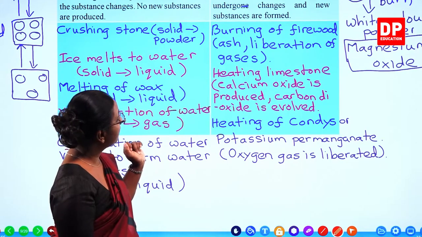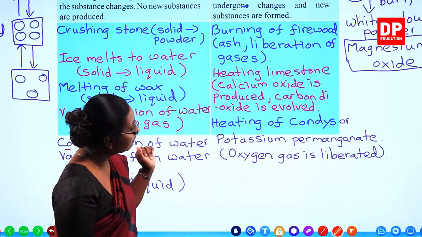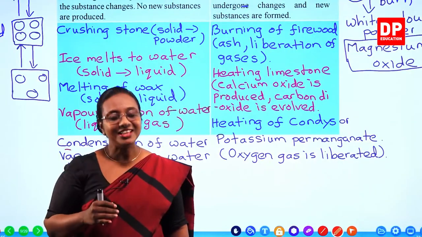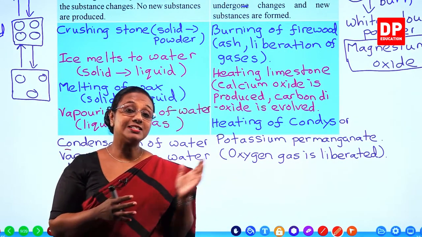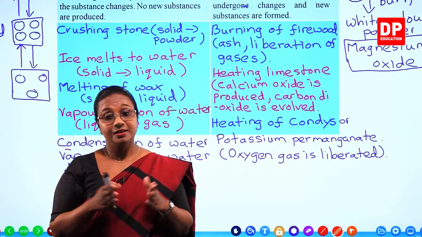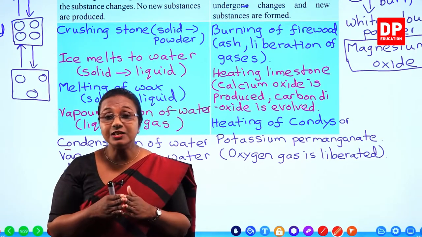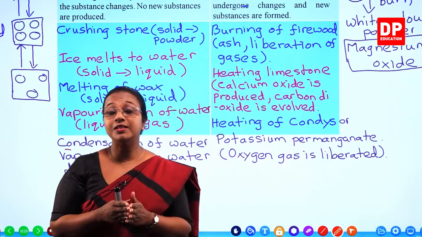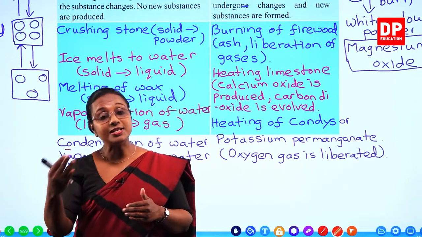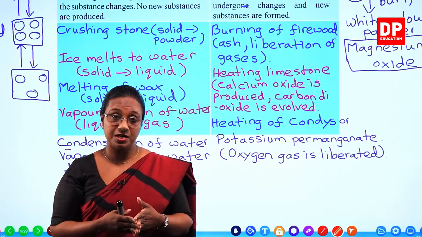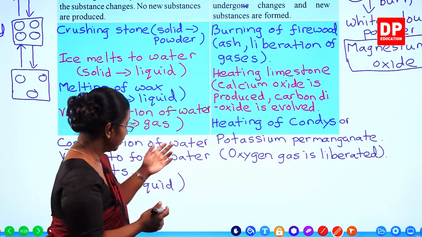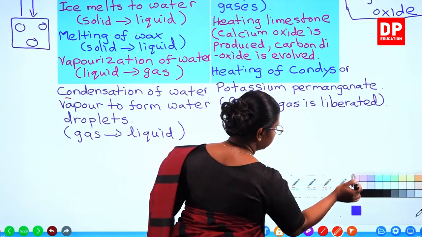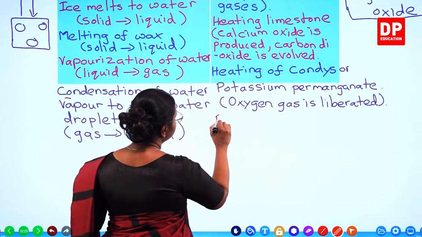Similar to this, burning of firewood, heating of limestone, heating of condies, those are all examples of chemical changes. Can you all think of any other changes, students? We discussed in the first chapter also, we started off the lesson with that observation: rusting of iron, something that we see in our day-to-day life. Initially you have the objects made of iron, and once it undergoes rusting, the rust is produced. That is the new product. So that is also an example. Rusting of iron.